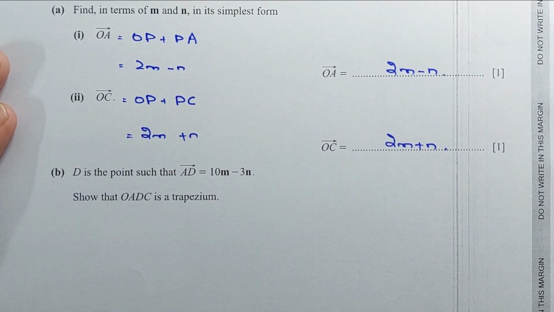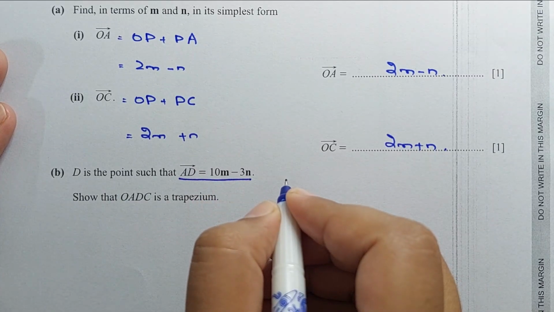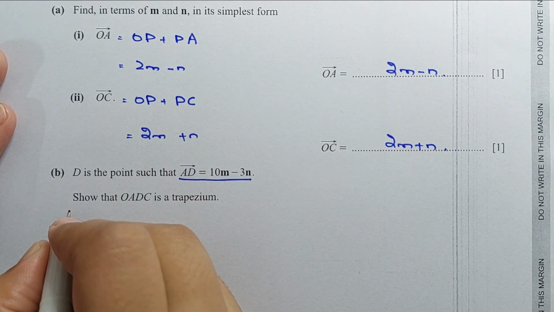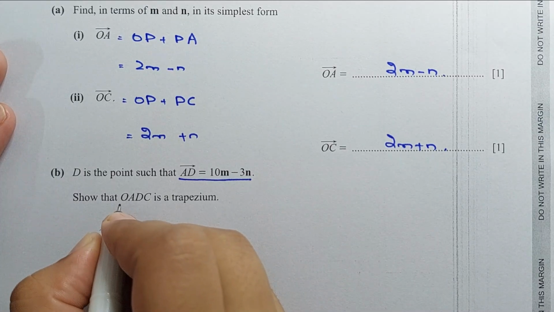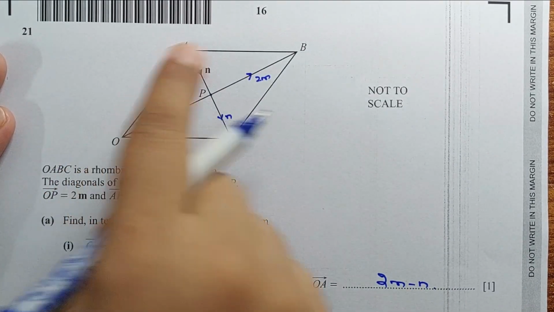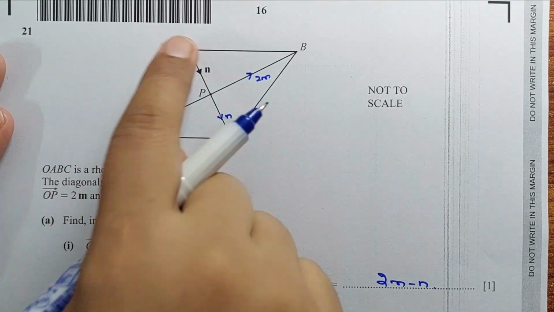Now for the second part, part B. D is a point such that AD is 10m minus 3n. We don't know D. Show that OADC is a trapezium. O, A, D, and C, that is a trapezium. A to D.